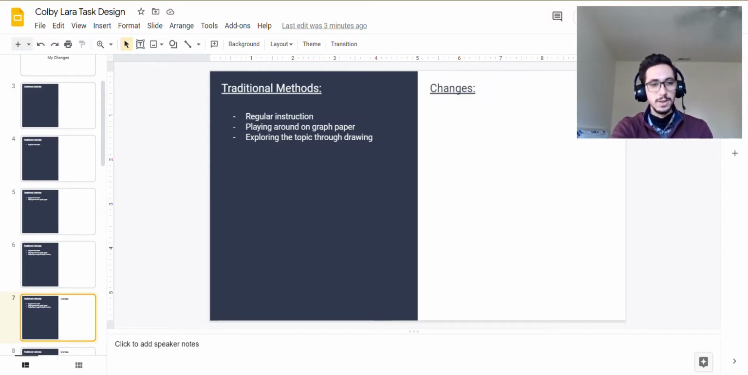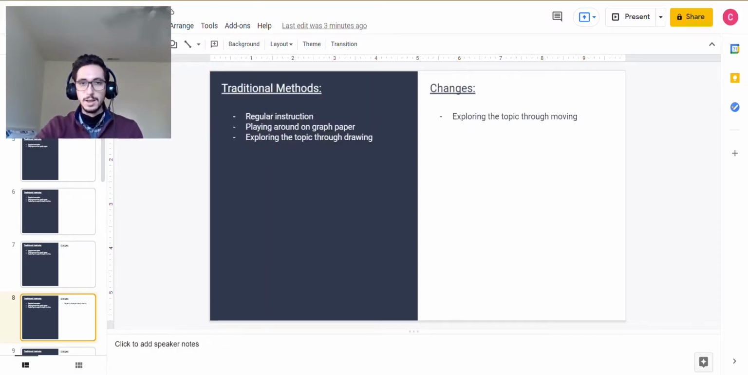So my changes for this would first be exploring the topic through moving. I'll get into it more in upcoming slides, but essentially what I'm proposing is that we get the students to be more active, right? Taxicab geometry is a new geometry with different rules than Euclidean, so you can't make diagonal lines or curves or anything like that. And so distance and moving around has changed, right? Point A to point B is no longer a straight line in most cases.